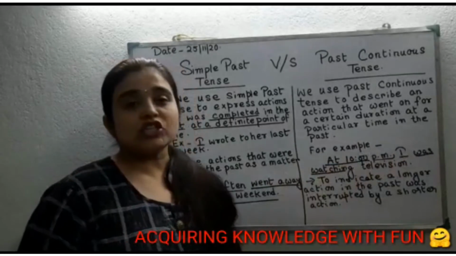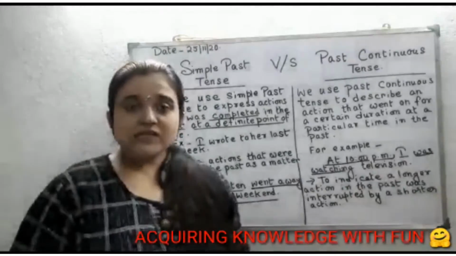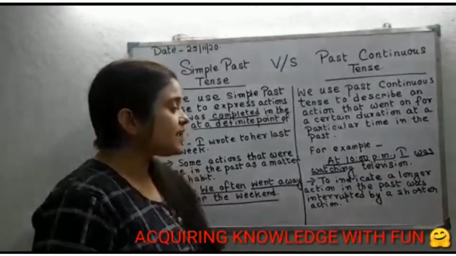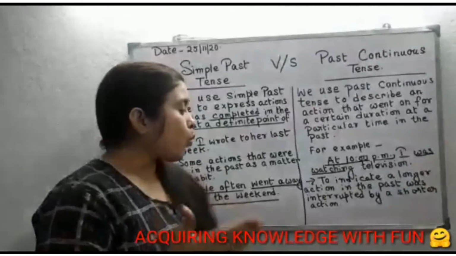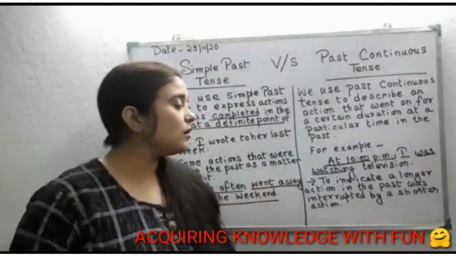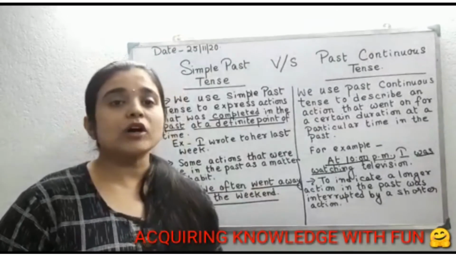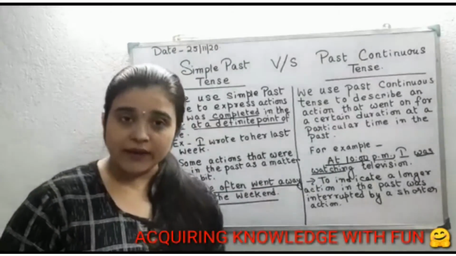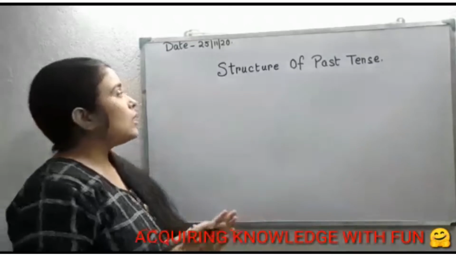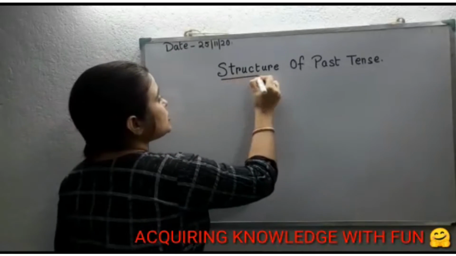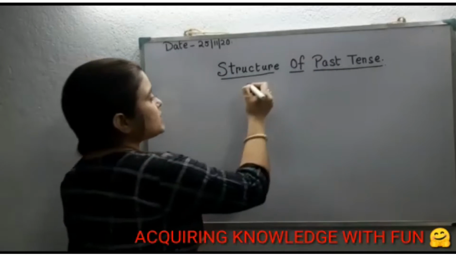I was watching television. Now, we use past continuous tense to indicate a longer action in the past that was interrupted by a shorter action. For example, I was watching television when my mother called me. Now I am going to teach you about the structure of past tense. Okay? Now for declarative sentence.